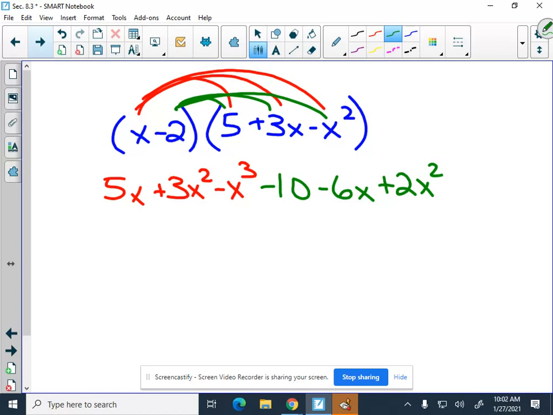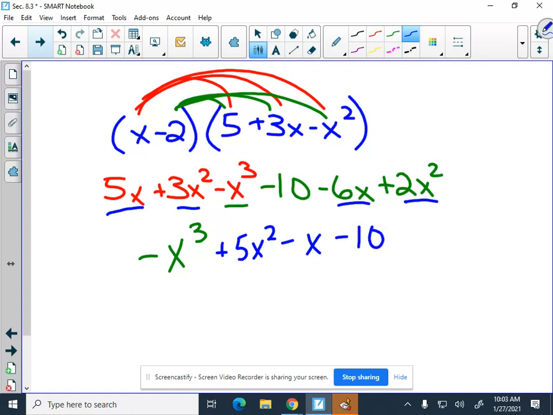So now we try to put them in order. Negative x to the third is the highest power. 3x squared, we have a 2x squared. If we put those and combine them, we get 5x squared. It simply adds the coefficients, the numbers in front. 2 dogs plus 3 dogs make 5 dogs. It's the same thing, just got to have the same powers. Now 5 minus 6 is of course negative 1, x minus 10. So that became a 4 term.